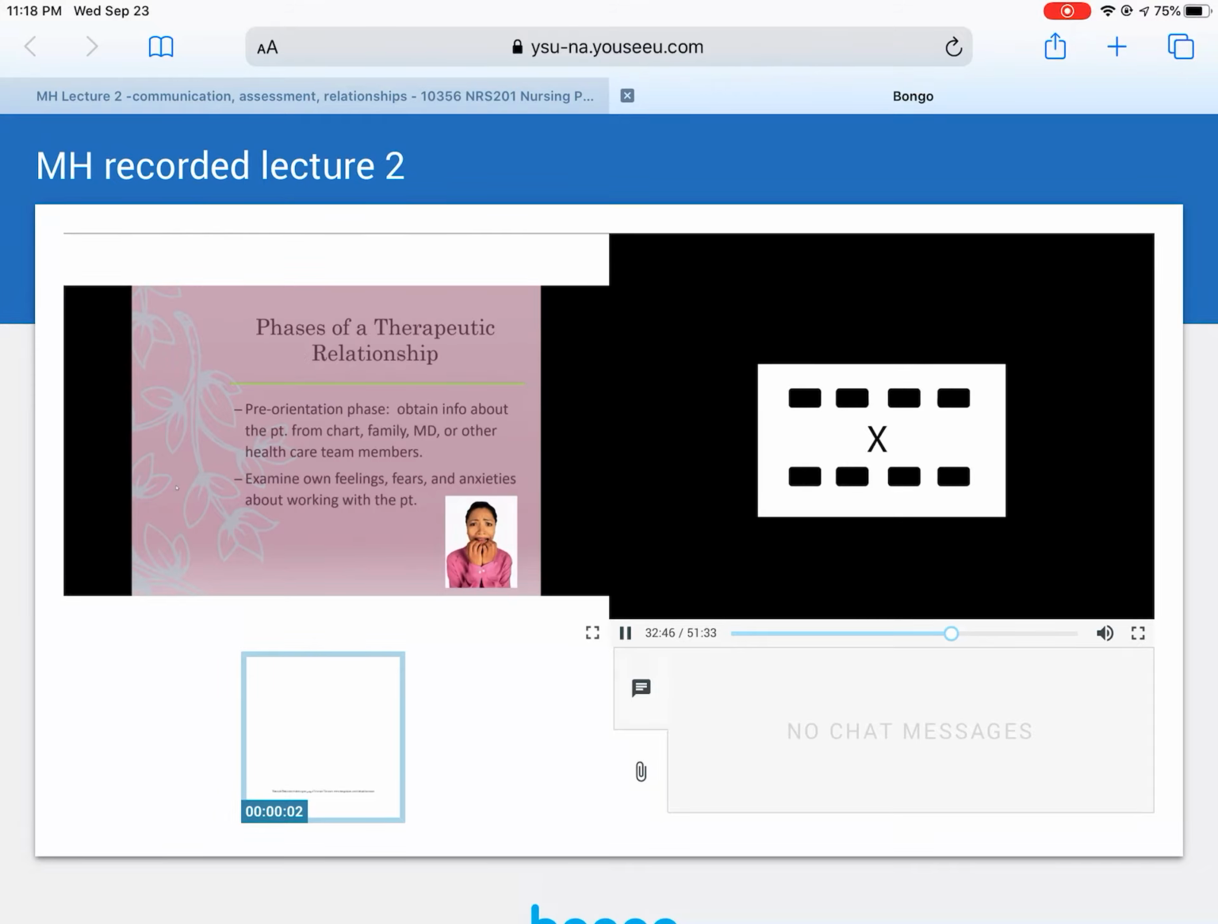All right, so phases of a therapeutic relationship. Pre-orientation phase, where you find out about the patient, or you go to their chart and you look up the information about them. All right, and then you look at your own feelings. Am I going to be afraid to work with this patient? Do I feel comfortable working with this patient? Do I like what they've done? Do I not like what they've done? So you've got to look at how you feel about what it is that you're going to do with the patient.